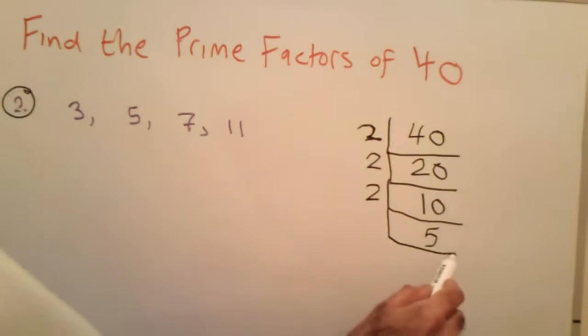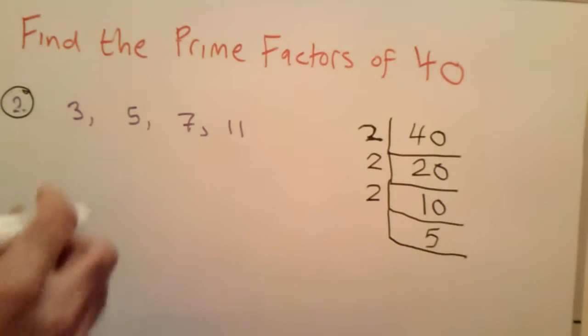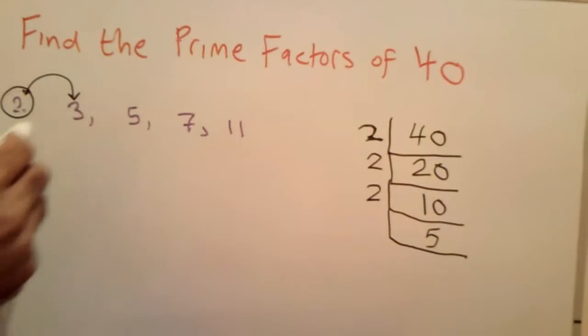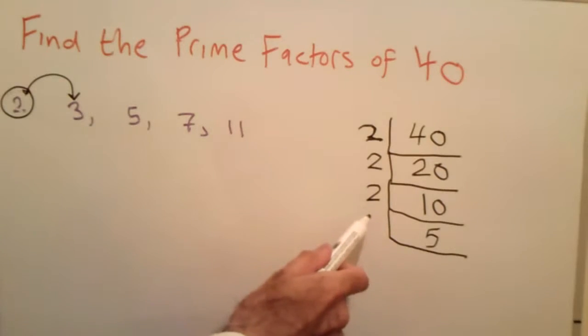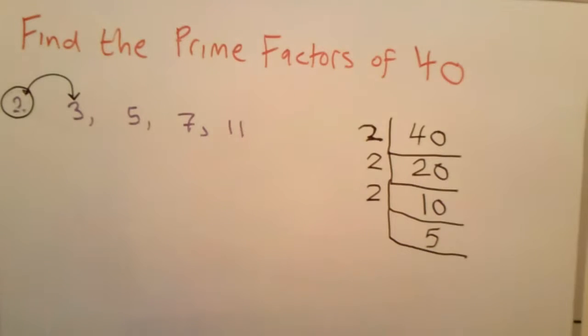Draw another little box. Now, does 5 divide into 2? No, it doesn't. So what we do is we move on to the next prime number, which is 3. And we check with this number now. Does 5 divide into 3 to give us a whole number?